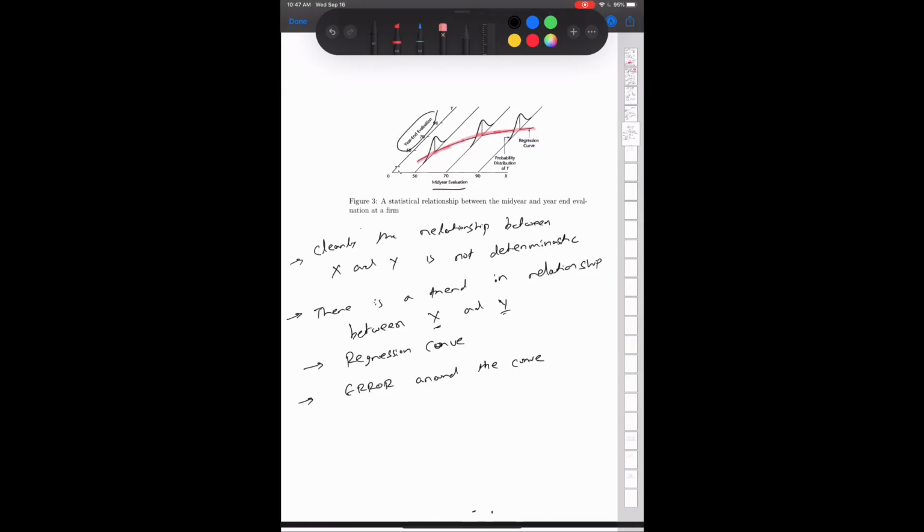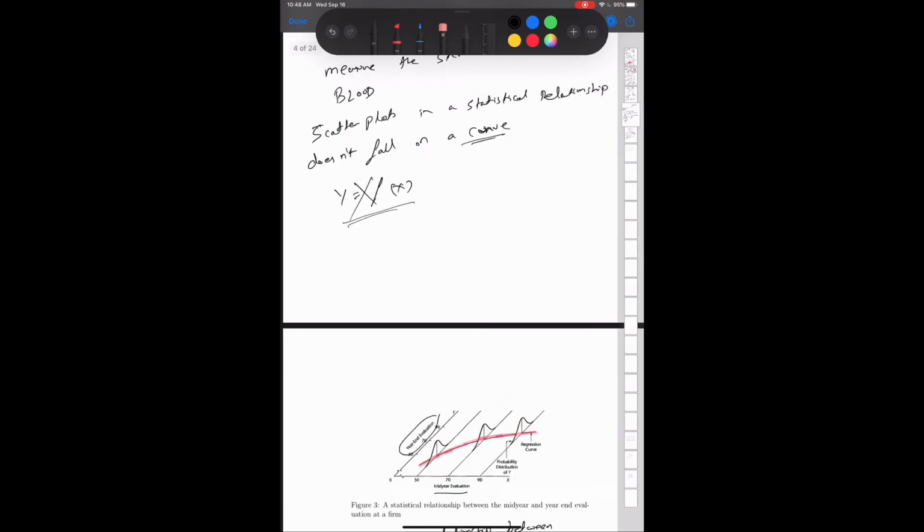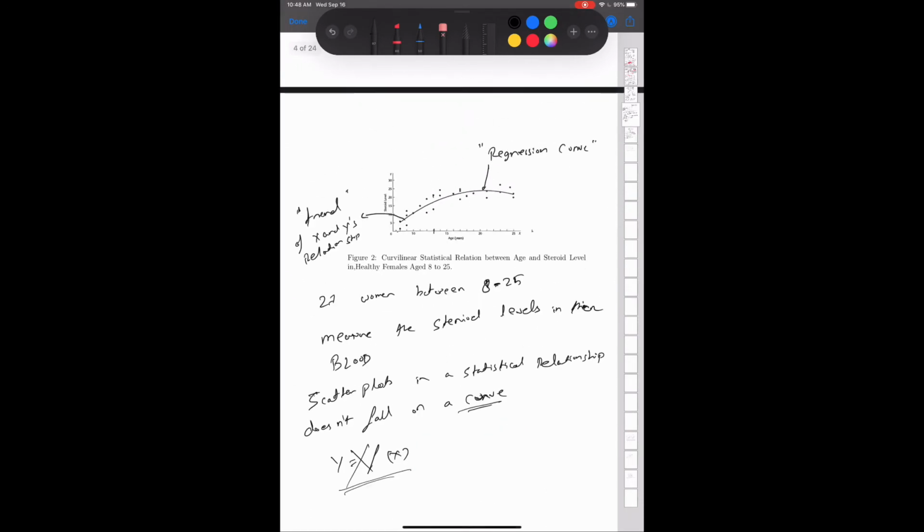What it means is that if your mid-year evaluation is 50, it's very likely that your year-end evaluation should be 50 or around 50. Some people will have higher evaluations and some people will have lower evaluations. And that change from 50 is called the error, right? So if I go back to this example here, how far you are off the line is called the error. So the length of these lines.